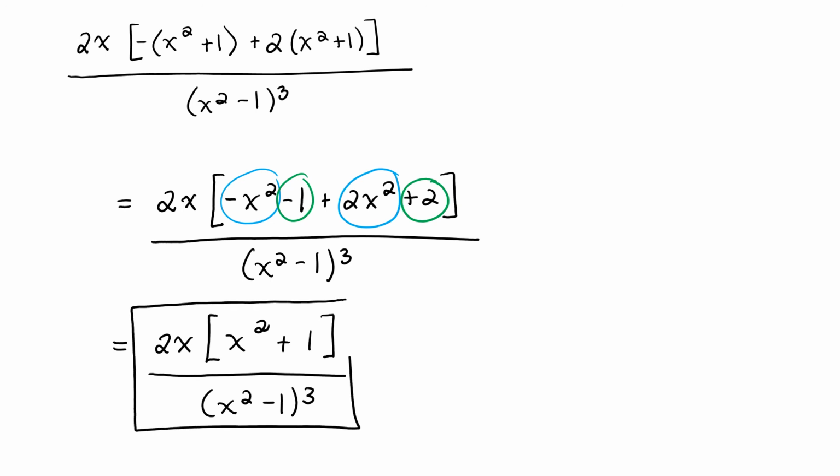So that is probably the most simplified version. And if we had to find the third derivative, we'd probably have to distribute that 2x out and also expand the x squared minus 1 cubed. But luckily, we're just looking for the second derivative.